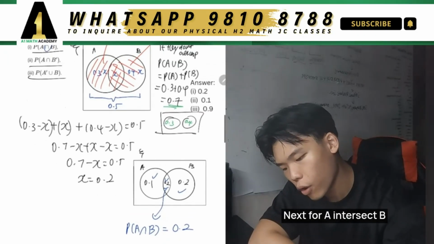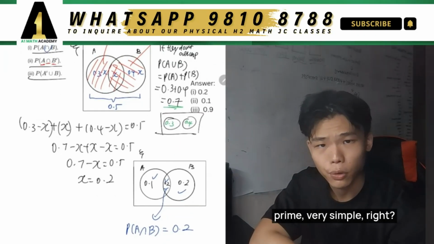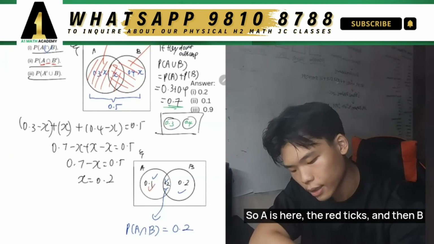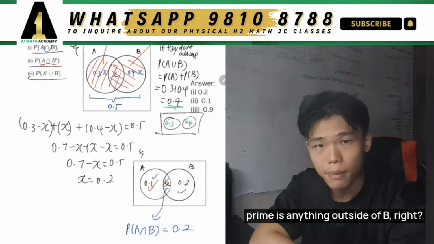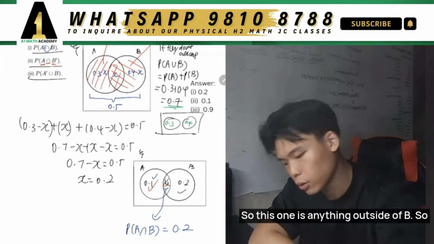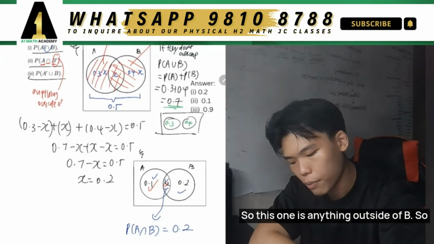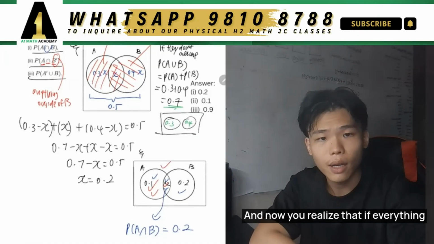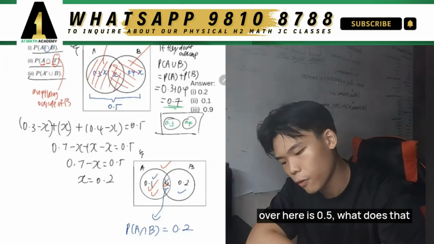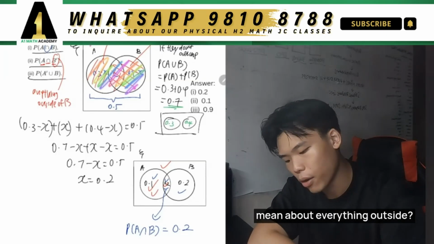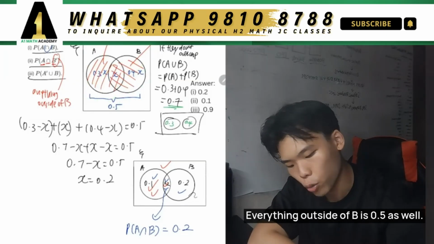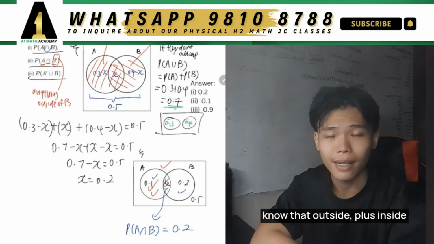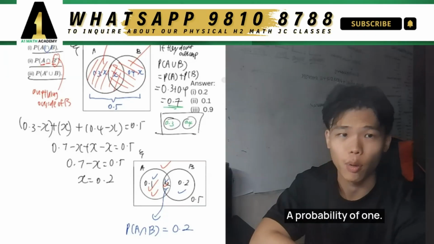Next, for A intersect B prime, very simple, right? I just need to make sure that I tick all the regions. So A is here, the red ticks, and then B prime is anything outside of B, right? So this one is anything outside of B. So outside of B would be here and here, right? And now you realize if everything over here is 0.5, what does that mean about everything outside? Everything outside will be 0.5 as well. So over here I can annotate 0.5, because we know the outside plus inside, everything will add up to 1. Right, a probability of 1.